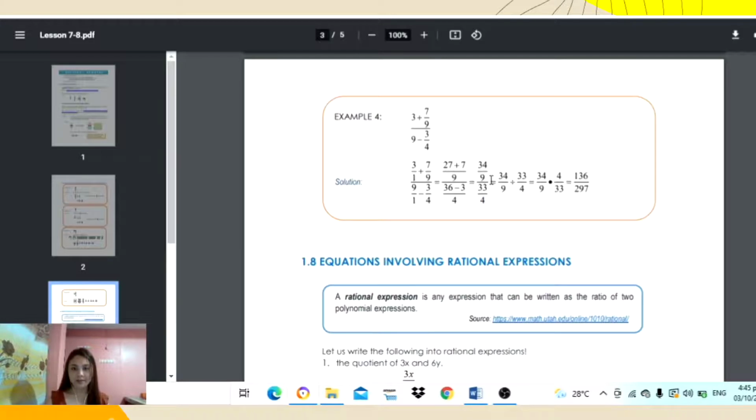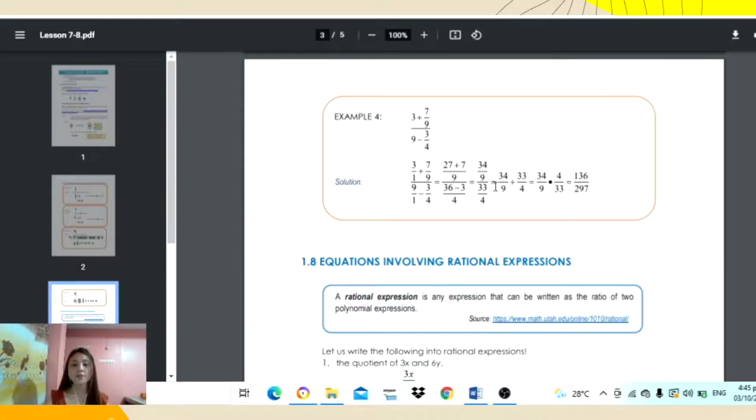So copy 9. So we already have the numerator. Now let's have the denominator. So 9 over 1 minus 3 over 4. That is just equal to 36 minus 3 over 4. So how did we get that? We find the LCD of 1 and 4, which is 4. So 4 divided by 1, 4 times 9, 36. And then 4 divided by 4, 1 times 3, 3. So 36 minus 3.